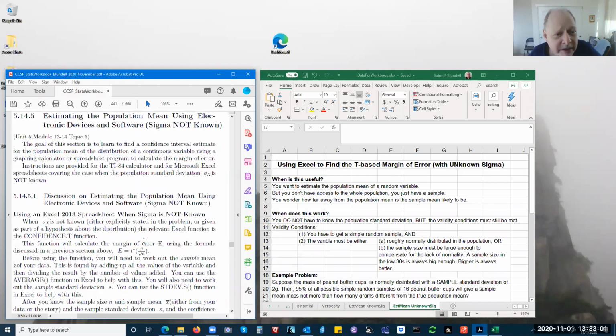In a previous topic, we learned how to do this by hand. We found the margin of error using this formula, T star times S over the square root of N. So we needed to find a critical value of T, the sample standard deviation S, and the little n was the sample size, and we could calculate the margin of error.